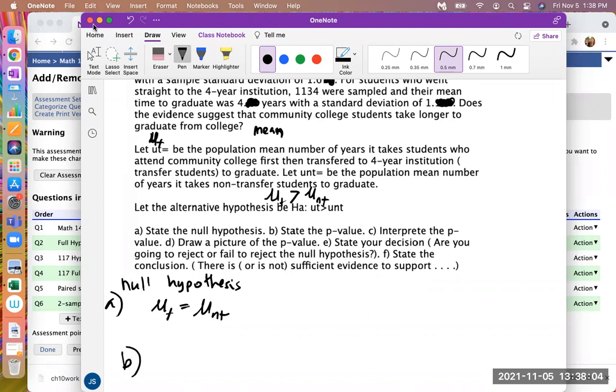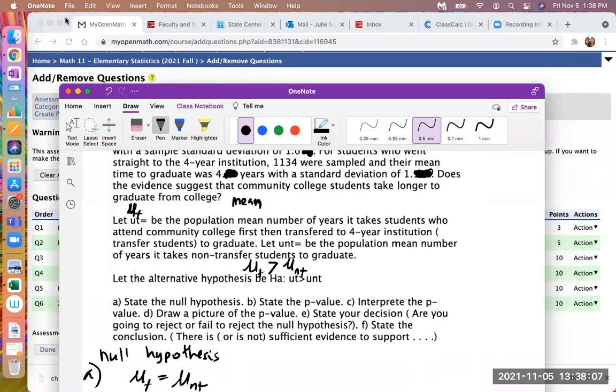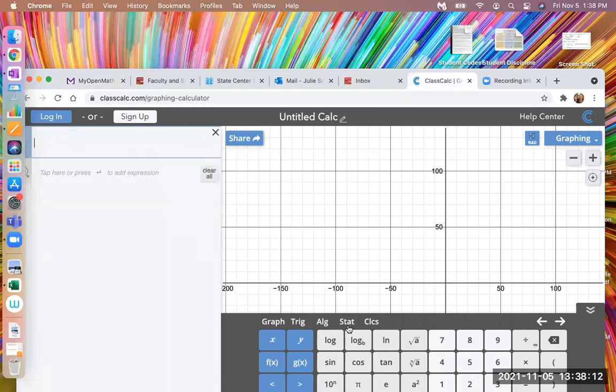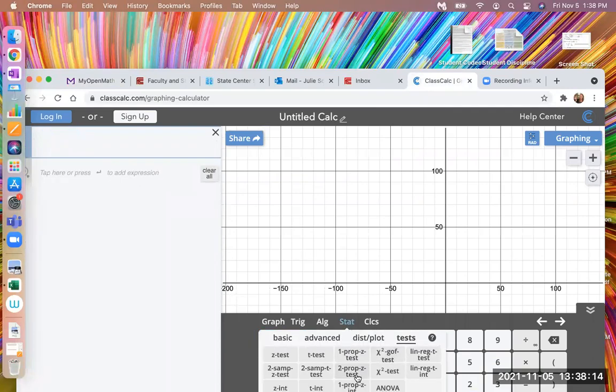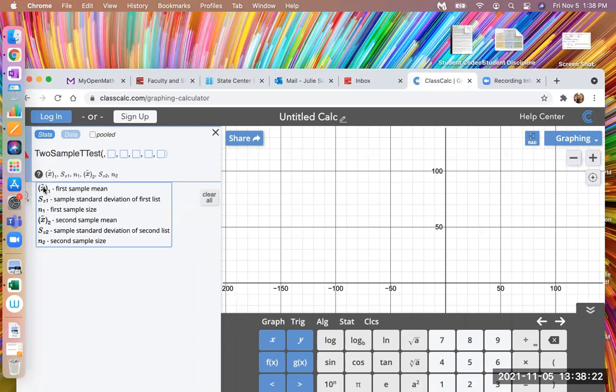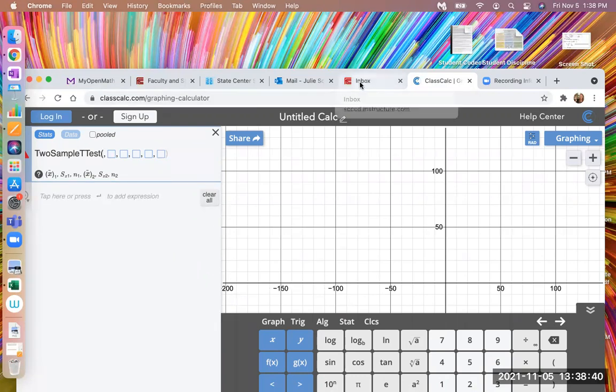Part B, state the p-value. So they just want us to go straight to the calculator and get that calculator to calculate. So it's a 2-sample t-test that we want. They can remind us, x bar 1 means the first sample mean, and Sx1 is the sample standard deviation of the first list, and then n1 is the first sample size. And then they want everything with that same thing, but also from the second population.